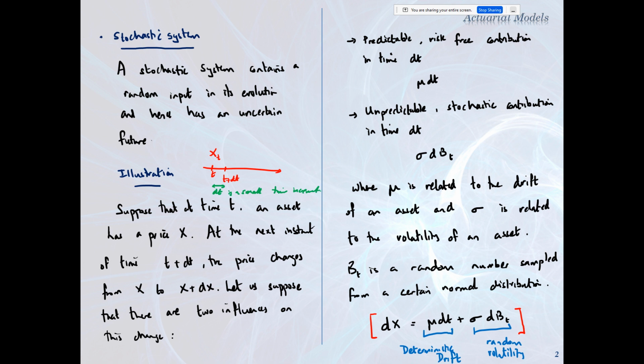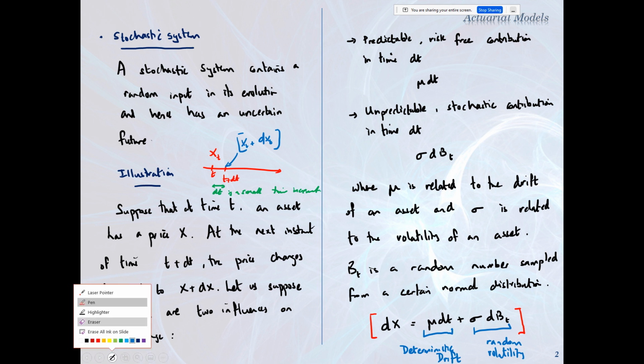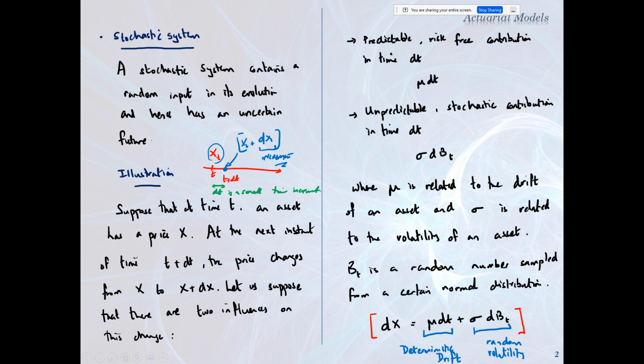Okay, so what happens to x_t now? x_t becomes x_t plus dx. The price of the asset will be x_t, the previous price, plus an increment, a change if you want. So it may be negative or positive. Okay. So what we assume here is that there are two influences on this change dx.